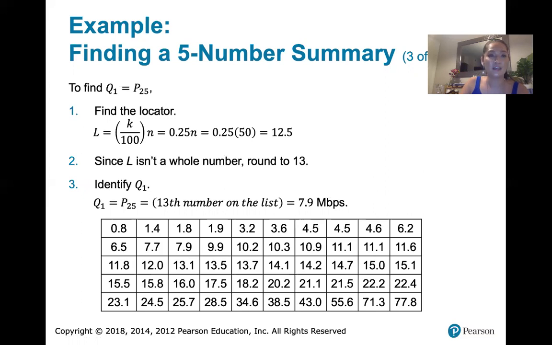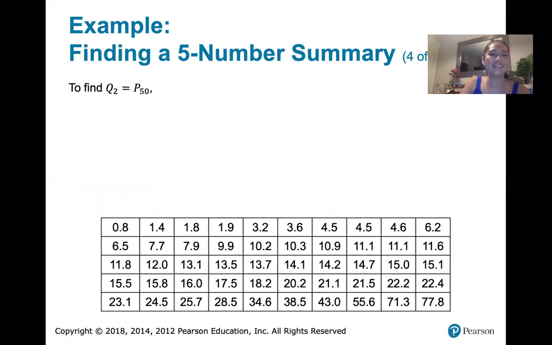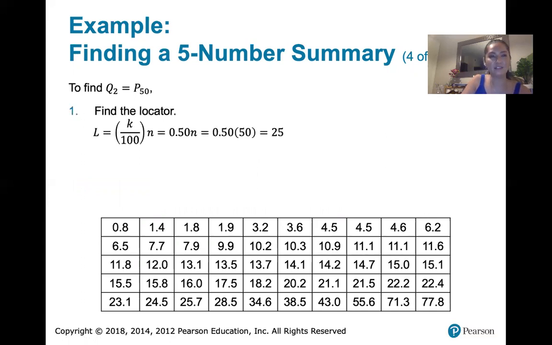To find the 50th percentile, which is the same as the second quartile, we basically want to get half of the way, or 50% of the way, through our list of 50 data values. So we find that locator again. K is equal to 50 because we're interested in the 50th percentile. So we're doing 50 divided by 100 times N, which is the sample size, or the number of data values we have on our list. Again, if I use this formula, I'm plugging in 50 here because of the 50th percentile, and 50 here because I've got 50 values on my list. But I'd rather not think of it in terms of a formula. I'd rather think of it as saying, I want to get halfway through the list.